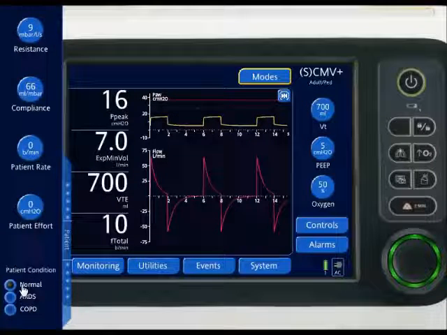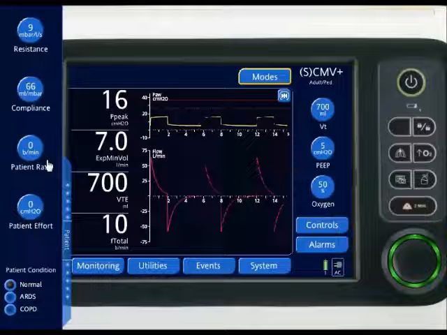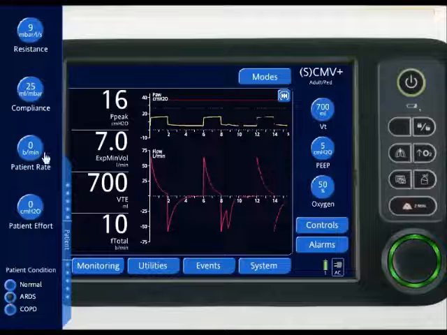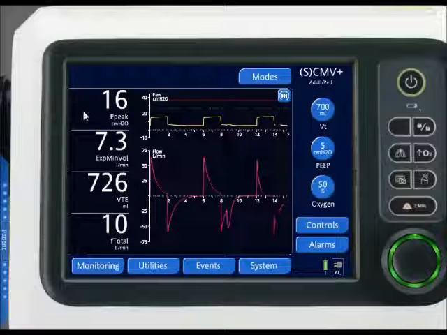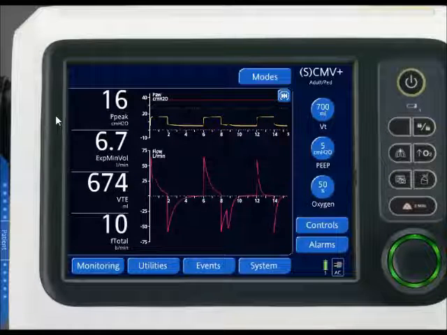I'm going to look at my patient. We have it on normal patient, and I'm going to switch this to an ARDS patient. With my normal patient, you see my compliance is 66, and when I switch it to ARDS patient, it's going to drop the compliance dramatically to 25. Now we're going to see what happens after the switch. We look at our measured values, and my tidal volume dramatically reduces.